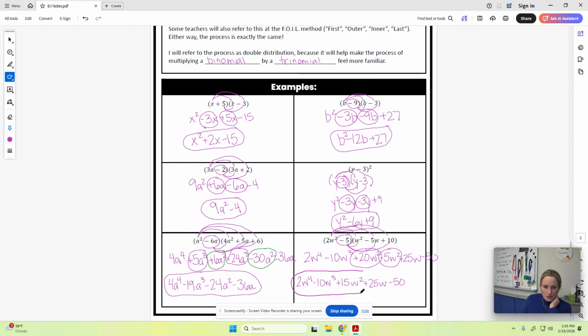That's a pretty long polynomial there. It's got 5 different terms, but we've combined everything we can. Our variables are in descending order according to their exponents, since they all have the same variable there.